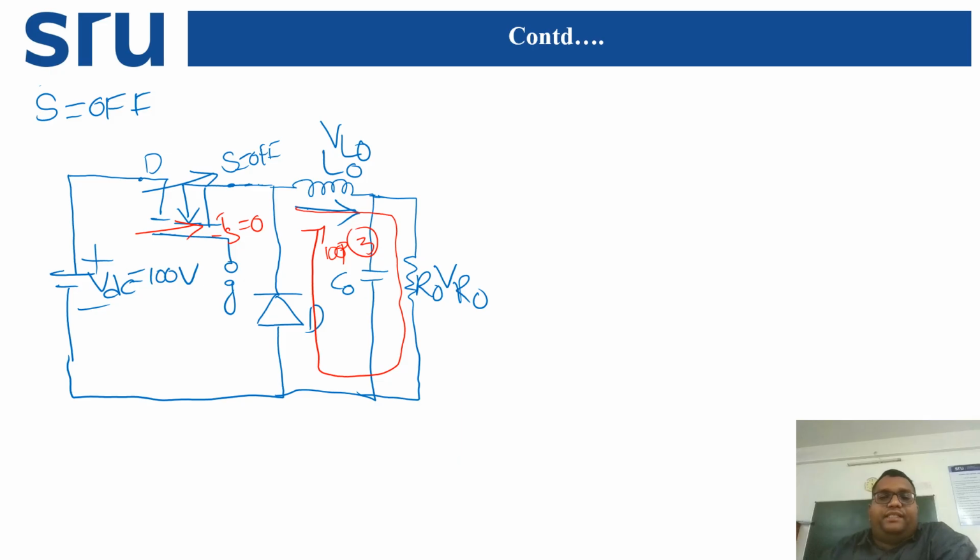So now under switch off condition, S is equal to off, the current flowing through the switch Is is equal to 0, and the current flowing through the diode Id is equal to IL, and the current flowing through the load resistor, as usual, we have to take it over here. And next, what is happening here, the voltage appearing across the diode Vd is equal to 0.